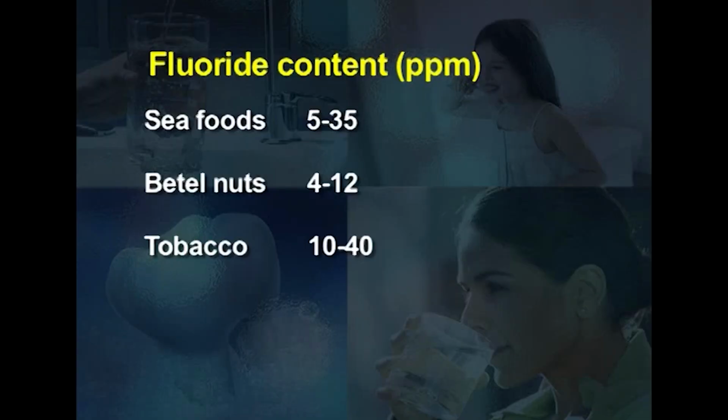Let us look at the foods which contain fluoride. Seafoods contain a very high content, 5 to 35 ppm. Betel nuts contain 4 to 12 ppm and tobacco 10 to 40 ppm. As against this, meat, eggs, fruits, they contain negligible amount of fluorine.